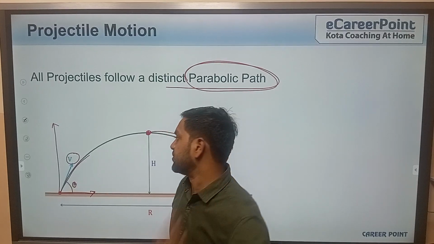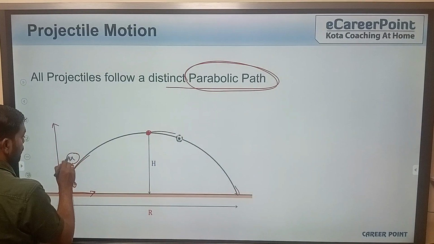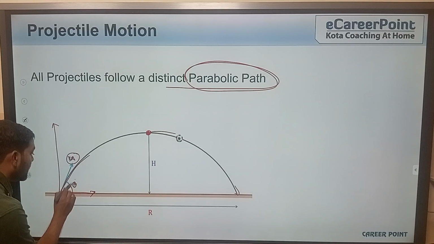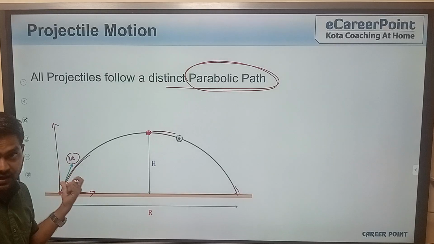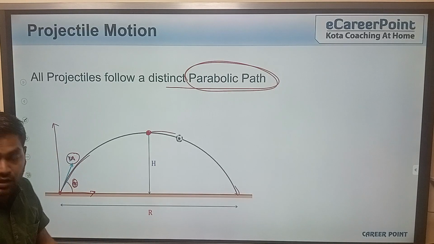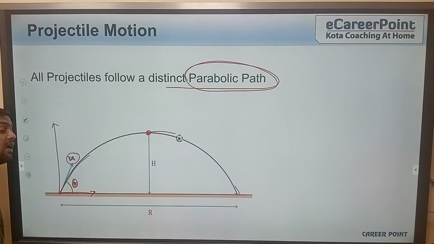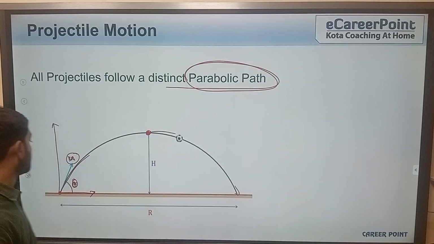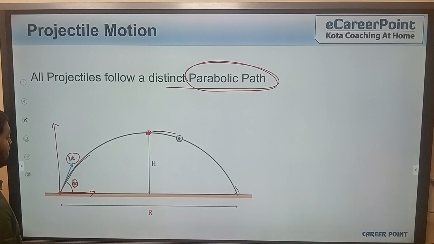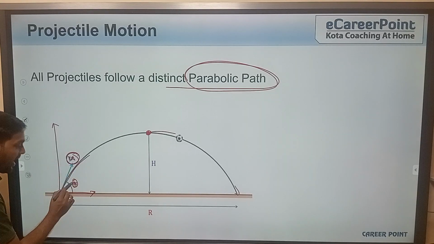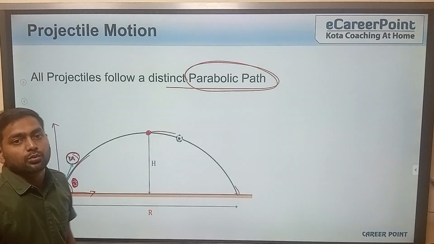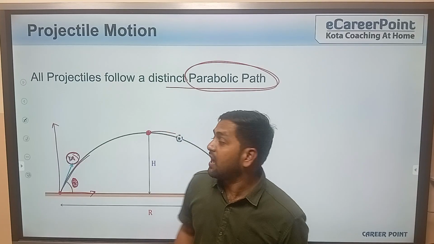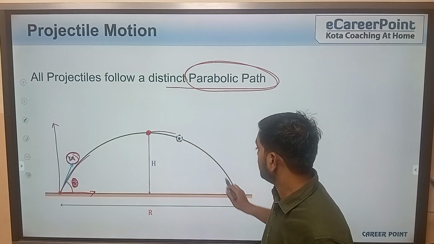U is initial velocity, so here we need to use small u. We also need to see whether theta is measured with the horizontal or the vertical. In the question, sometimes we are going to get theta from the vertical, right? So these two, the initial velocity and the angle of projection, will give the trajectory.